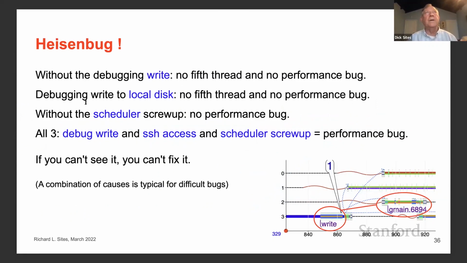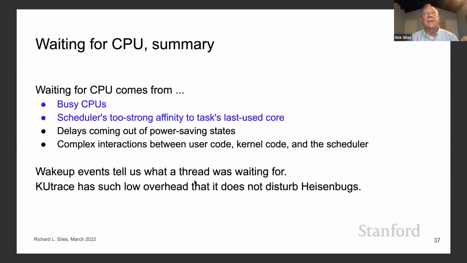So there's really a Heisenbug here. If you take out the debugging write, there's no 5th thread, problem goes away. If the debugging write goes to a local disk instead of over the network via SSH or whatever, there's no 5th thread, and there's no screw up. If the scheduler didn't have the screw up, you could have the write and the extra thread, and there would be a very tiny performance bug that you wouldn't care about. So it's this combination of a debug write and SSH access and the scheduler screw up that gives you a bug. And so the good news is that KU trace has such low overhead that it doesn't disturb Heisenbugs. They're still there and you can see what they're doing.